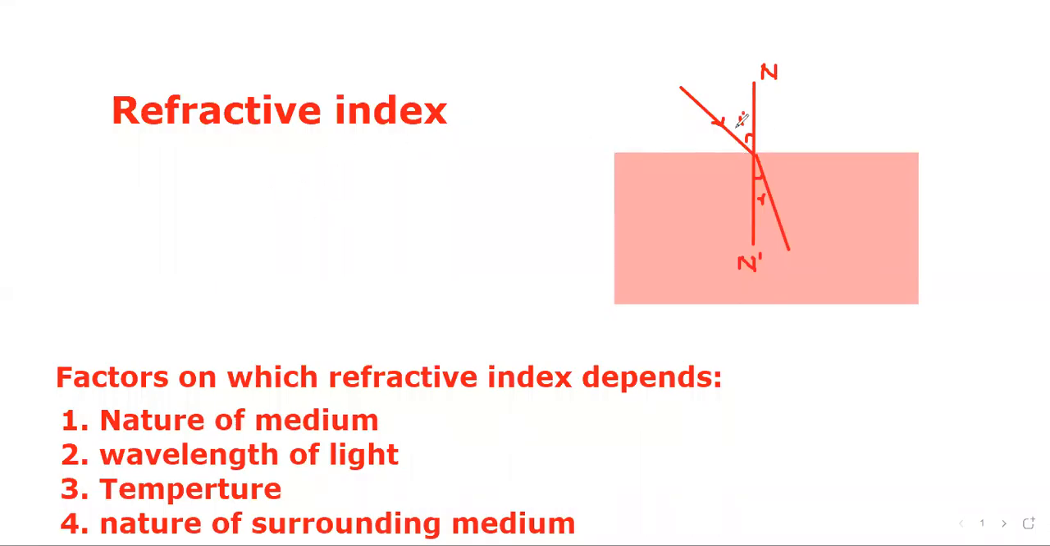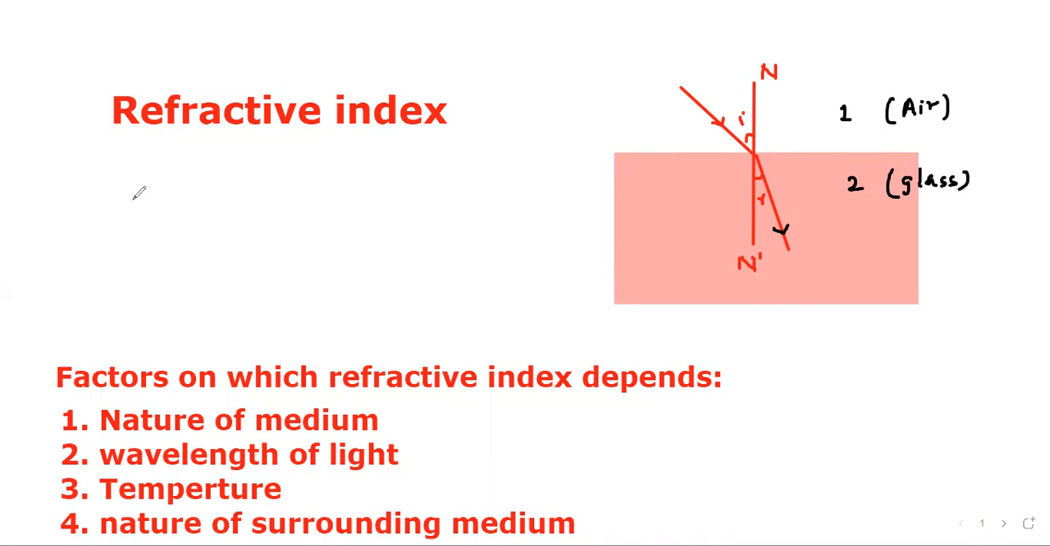Refractive index. This is the incident ray. This is the refracted ray. N and N dash is the normal. This is medium 1. This is medium 2. We assume that this is air and this medium is, suppose, glass.